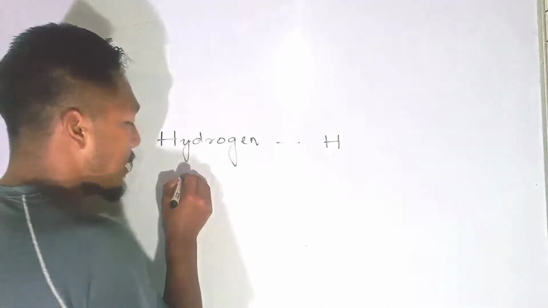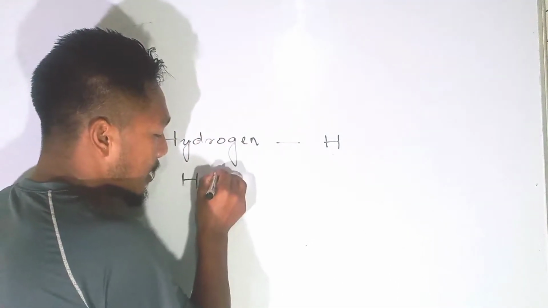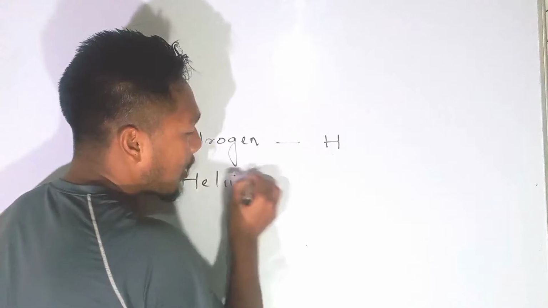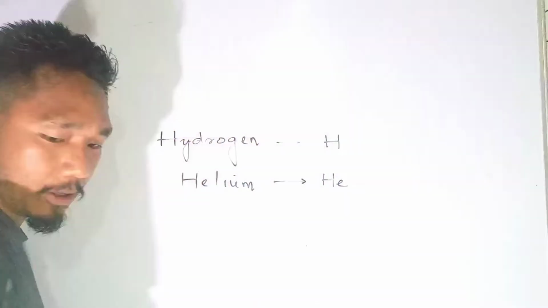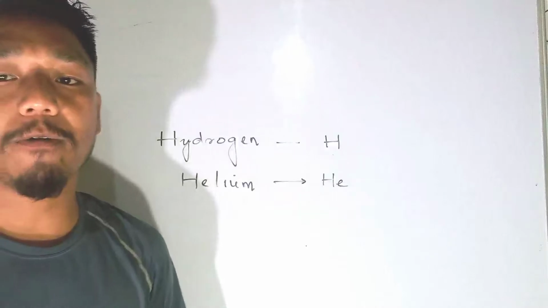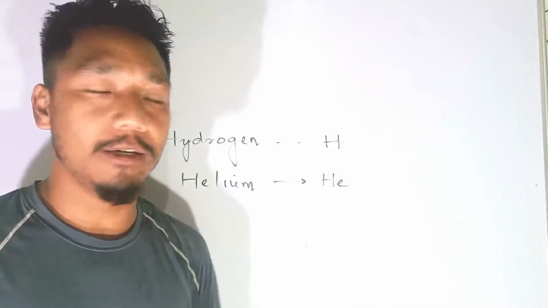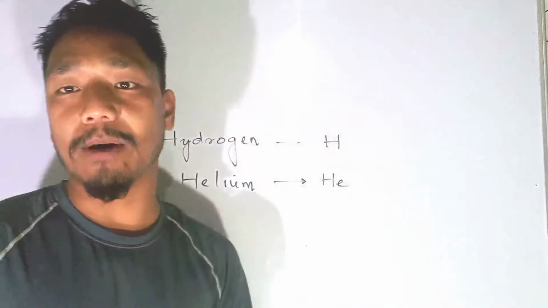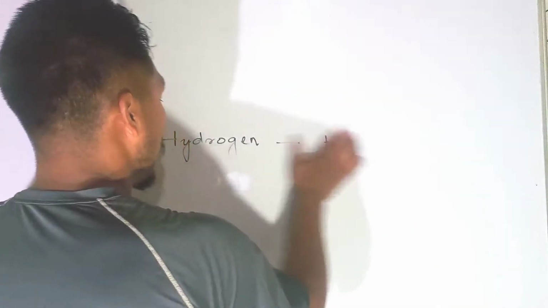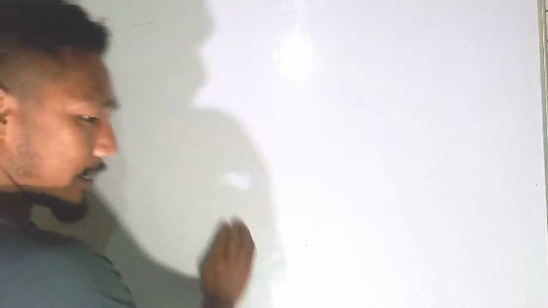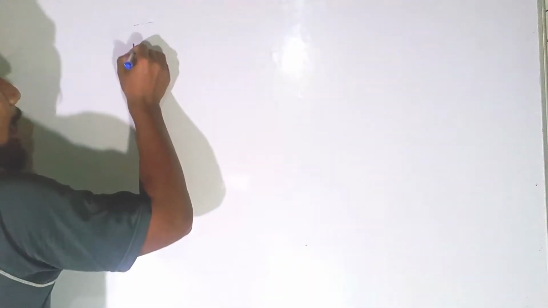Now when you talk about helium, we represent it by He. Before we go further, we'll first learn the first 20 elements. This is my simple trick to learn the 20 elements.